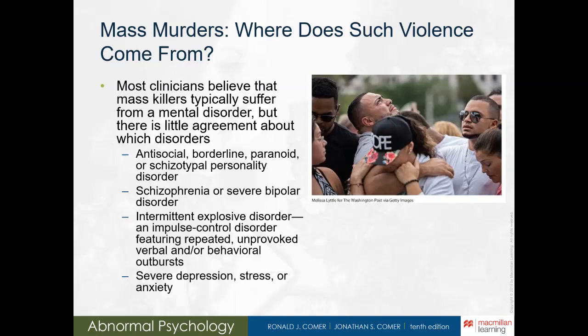There's also research that shows that intermittent explosive disorder, which is an impulse control disorder, which features repeated and unprovoked verbal and or behavioral outbursts, can also be associated when the person is a minor. So if there are minors committing acts, or adults who are committing these acts, at some point in their childhood, typically in adolescence or in their teen years, they have displayed what would be diagnosable under intermittent explosive disorder. And finally, for some mass murderers, it could be severe depression, stress, or even anxiety.